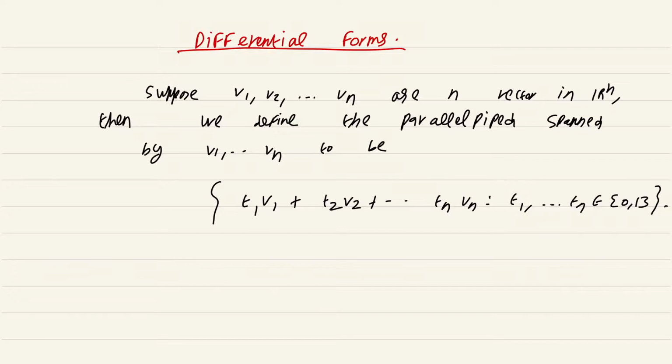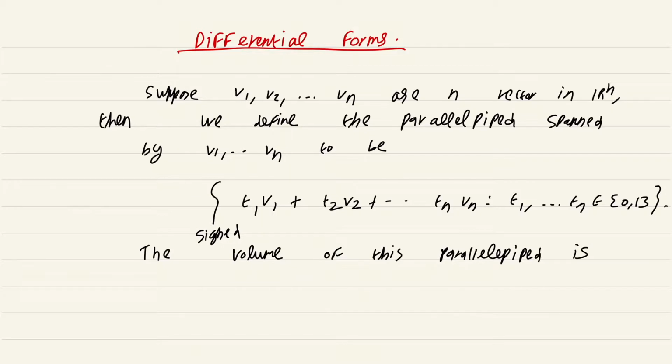Now we know that the volume, that is the signed volume of this parallelepiped, is nothing but the determinant of v1 to vn. You put these v1 to vn as column vectors, shove them together into an n cross n matrix and take the determinant. That's going to give you the signed volume.